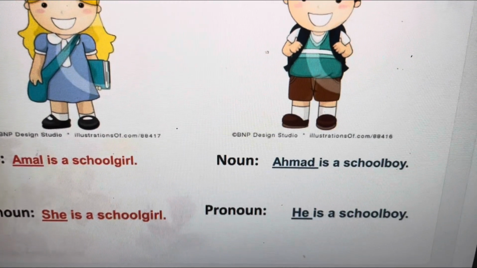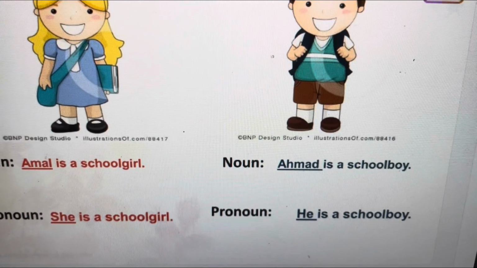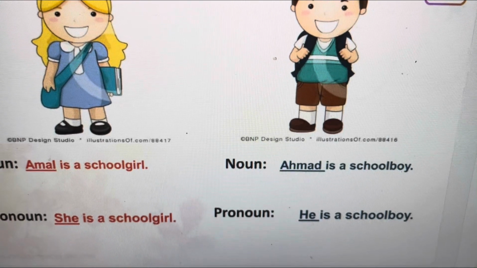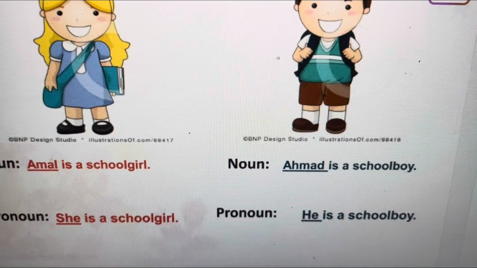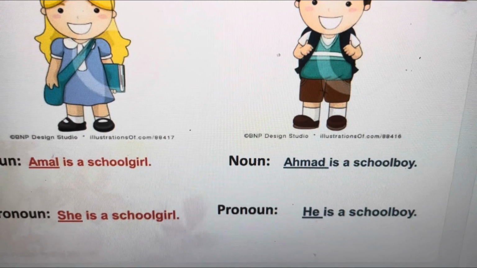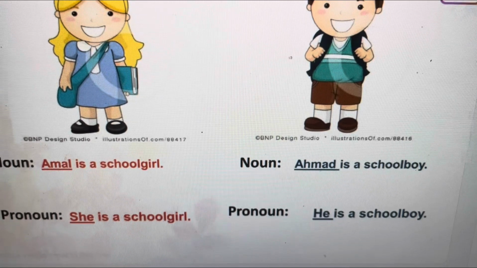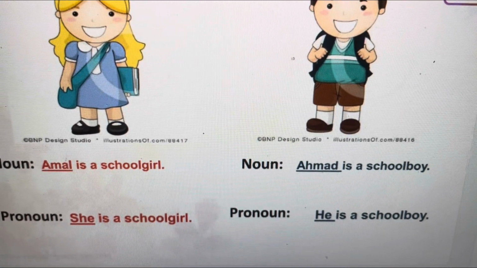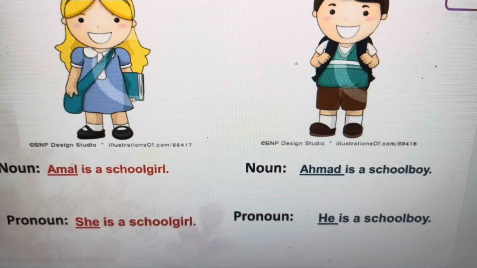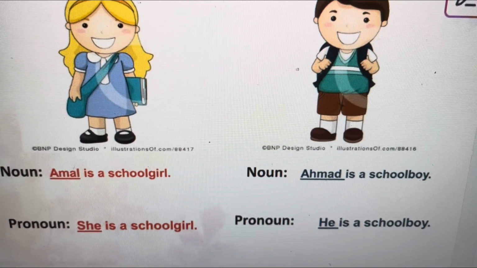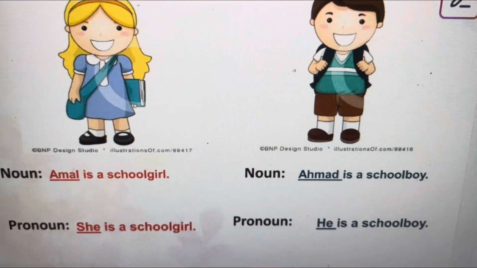Second example, noun: Ahmad is a school boy. Now he is a boy. So what will we do in place of the noun? We remove Ahmad and we add he: he is a school boy. The pronoun she is used for a girl and he for a boy. He and she are pronouns here, and Amal and Ahmad, the names of a boy and a girl, are nouns here.